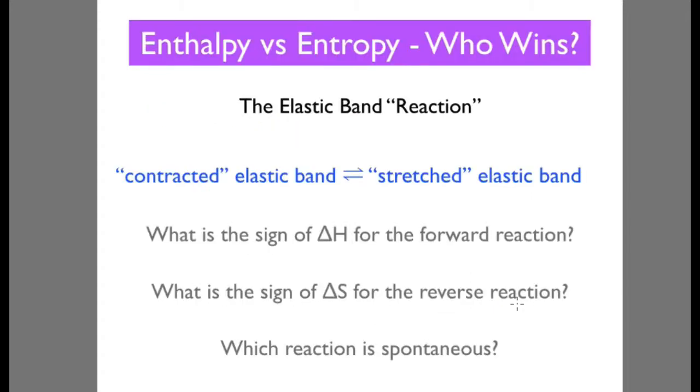Have a think about this elastic band reaction here. You've got a contracted elastic band, which is kind of all wiggly, and you've got a stretched elastic band, which is tight. What is the sign of delta H for the forward reaction? The forward reaction is denoted by this top bit here. I don't know if you've seen this before. Okay, forward reaction. What is the sign of delta H for the forward reaction?